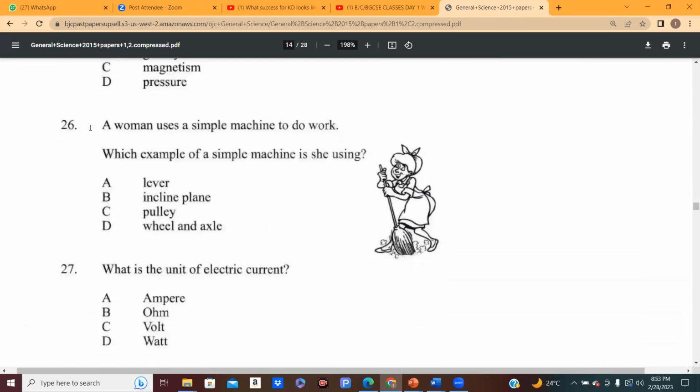All right, number 26. This one is for Lanaya. A woman uses a simple machine to do work. Which example of a simple machine is she using? Is she using a lever, inclined plane, pulley, or a wheel and axle? Lanaya.